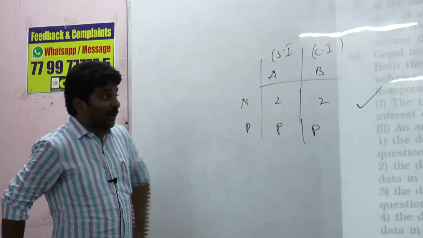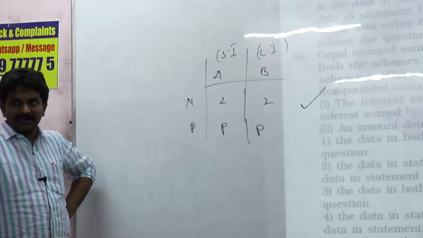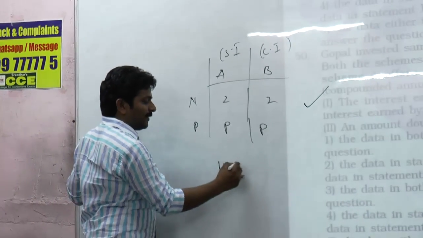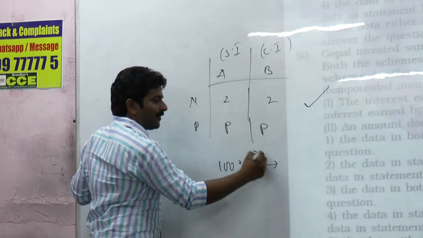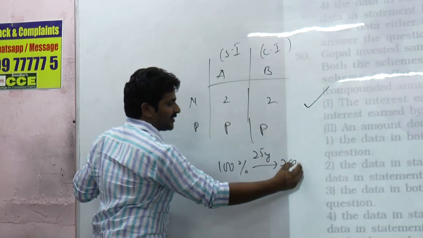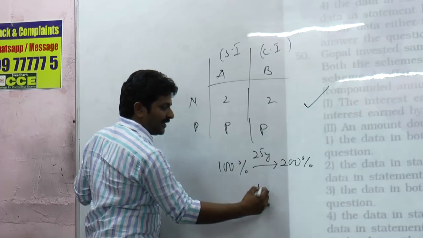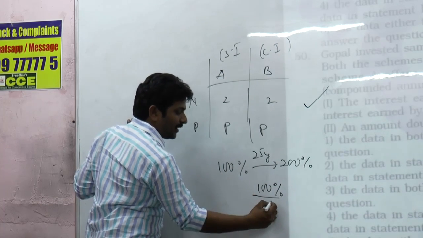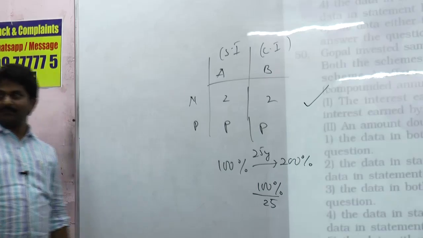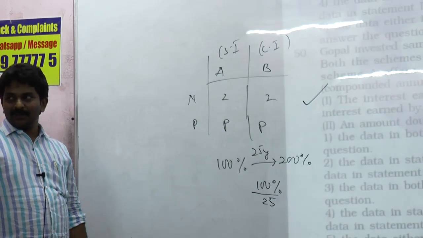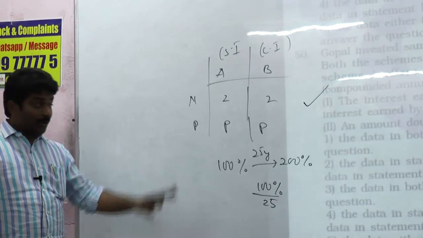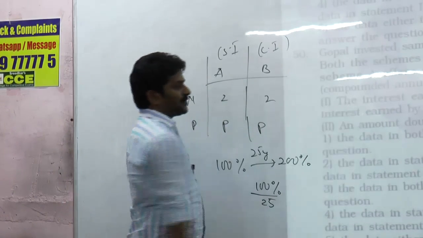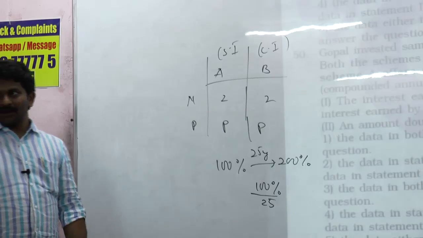Next, 2. The amount doubles itself in scheme A in 25 years. Is 2 alone sufficient? Yes. Principal is 100%, let's say. After 25 years it doubles itself, in the sense 200%. Interest obtained in this case is 100%. In how many years? 25 years. Per year that is going to be 100% by 25, which is 4%. Rate of interest is 4%. 2 alone is sufficient, but not 1 alone. If you have principal, then using 1 alone also you can get the answer.